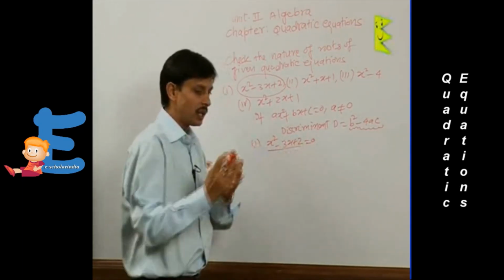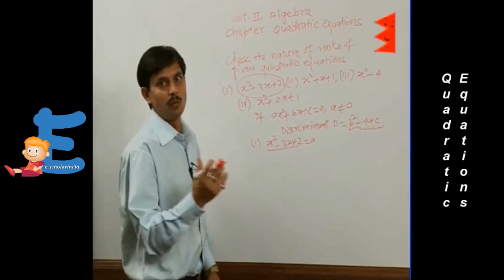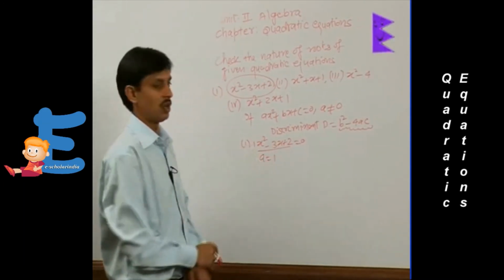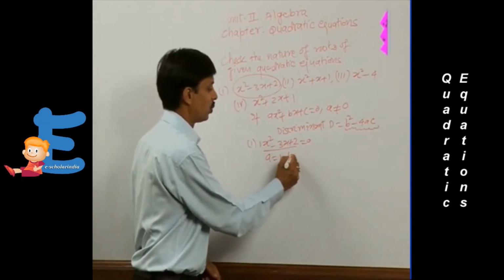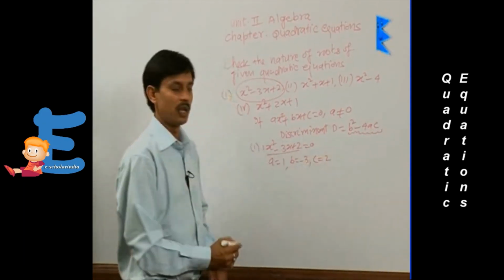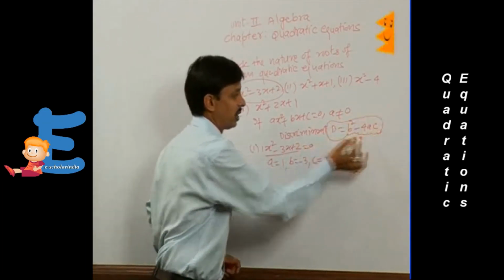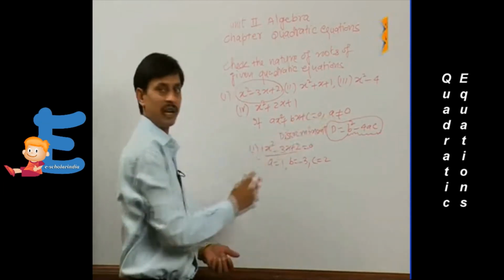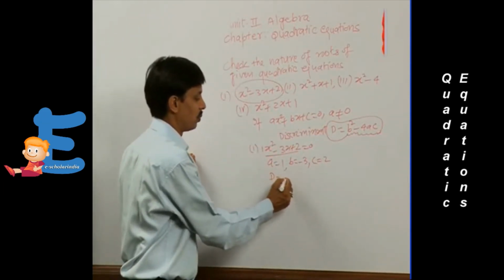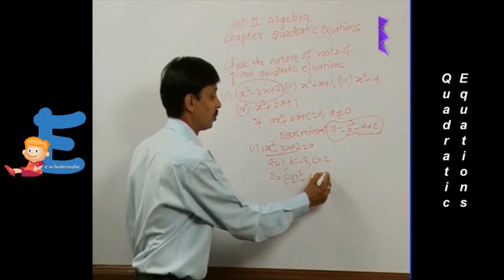When this quadratic equation is compared with the standard form, what is coming out? A is equal to 1, the coefficient of the a square term. B is equal to minus 3 and C is equal to 2. A, B and C are the deciding components of the nature of roots, b square minus 4ac, obtained from this equation.